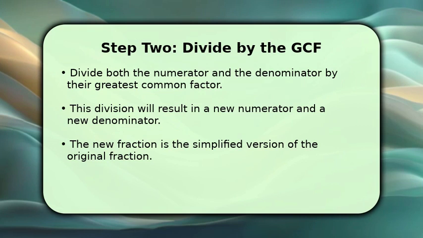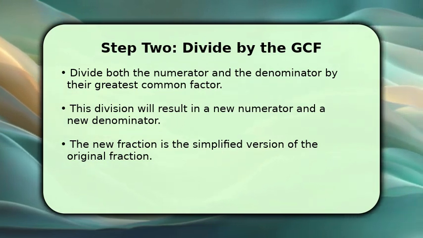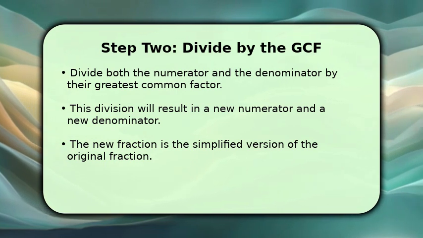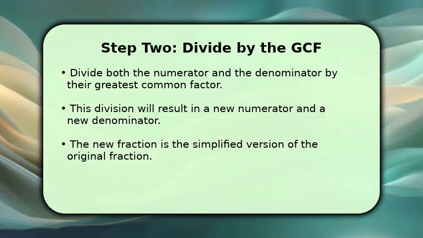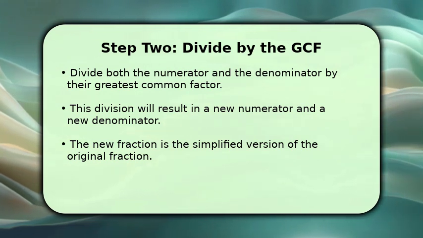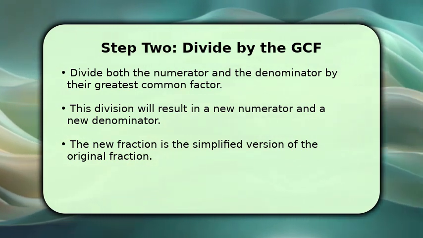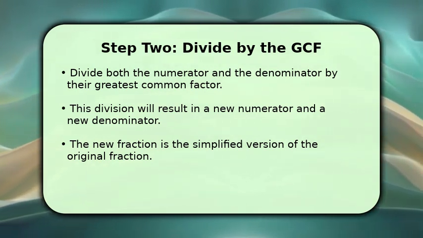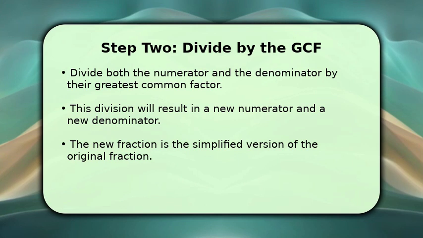Once you have found the greatest common factor, the next step is to divide. Take both the numerator and the denominator of your fraction and divide them by this greatest common factor. For our example of 6/12, we divide 6 by 6, which gives us 1. Then, we divide 12 by 6, which gives us 2. This results in the new fraction, 1/2.